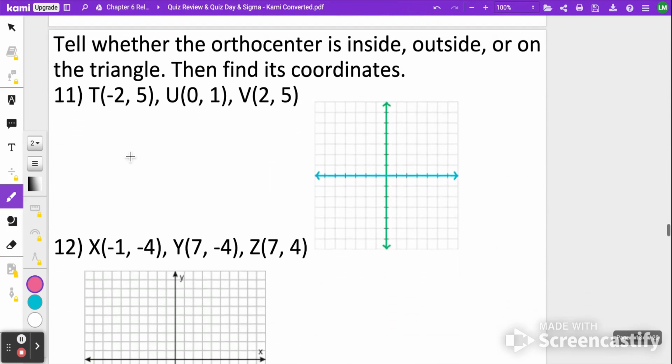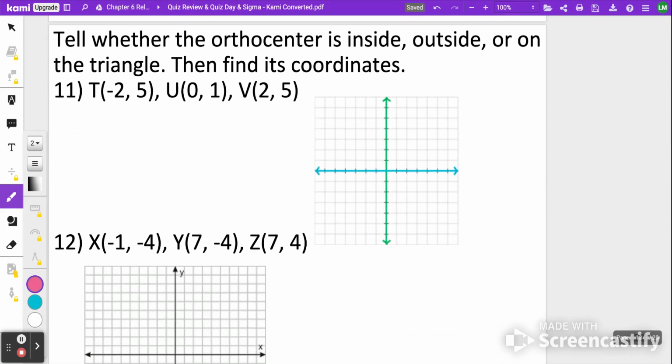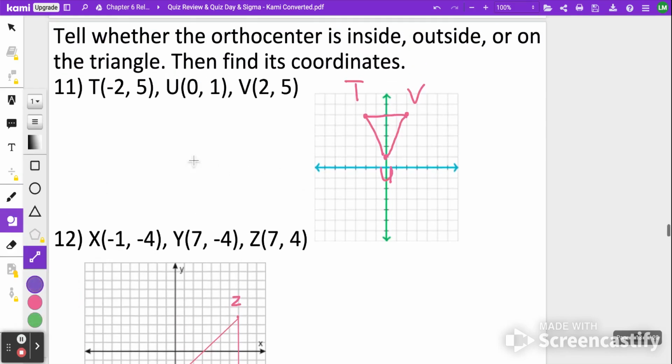Okay. Number 11, tell whether the orthocenter is inside, outside, or on the triangle, then find its coordinates. I say it would be helpful to draw your triangles first, and then you can find the orthocenter a little bit easier. So let's go ahead and do that both for 11 and 12. Okay, so I've got our triangles drawn for 11 and 12. Again, to find your orthocenter, it is best to find the perpendicular slope first so that you know you're going to be looking at the correct way to do that.